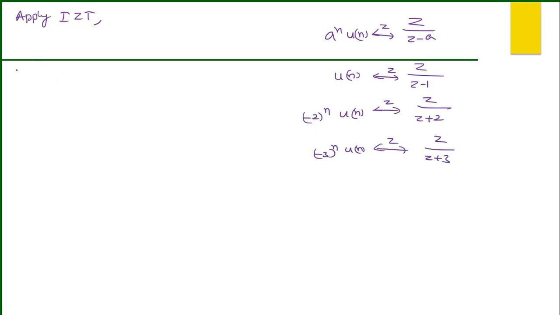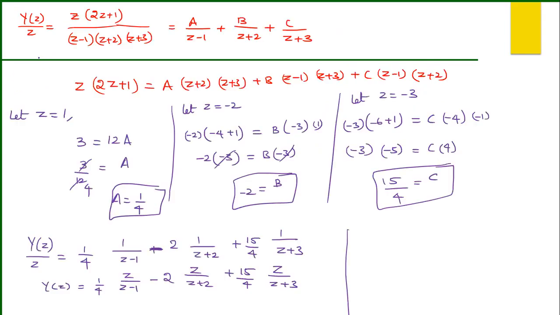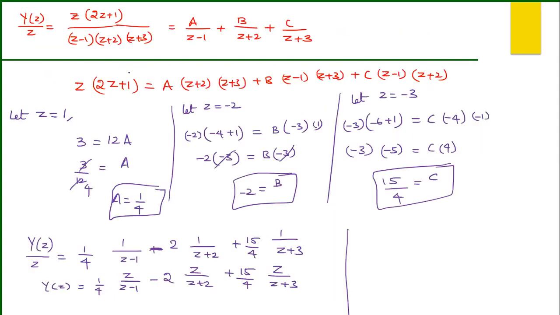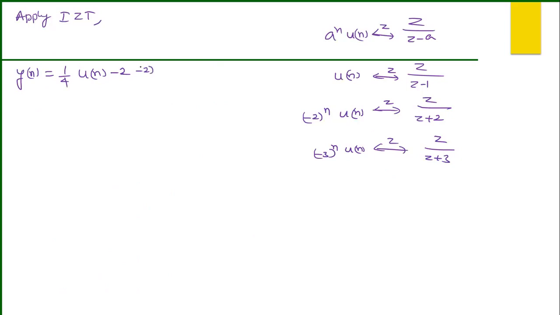Now you write it here. What is y of n you will get due to this zero state response? 1 by 4 z by z minus 1 is nothing but u of n, minus 2 times z by z plus 2, that means minus 2 whole power n into u of n, plus 15 by 4 z by z plus 3 is nothing but minus 3 whole power n into u of n. Now this is the zero state response. Total response is equal to zero input response plus zero state response.